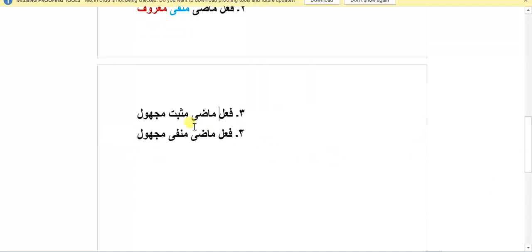Then we have fi'l mazi musbat majhul. We already know what musbat means. Majhul means here the fa'il is not known. And here in manfi majhul, the fi'l also did not occur, and neither is the fa'il of that fi'l known.